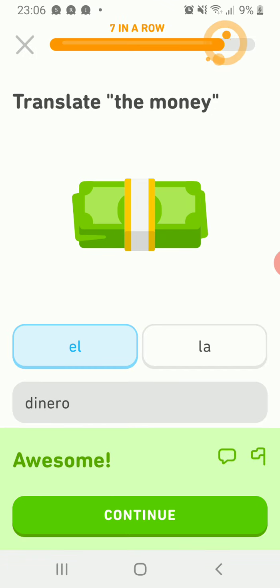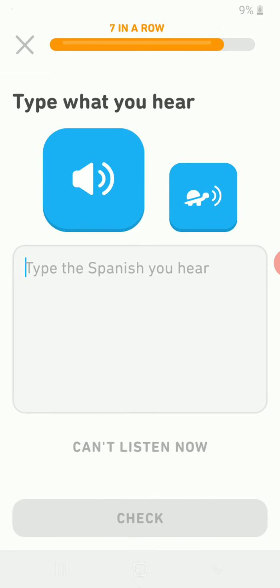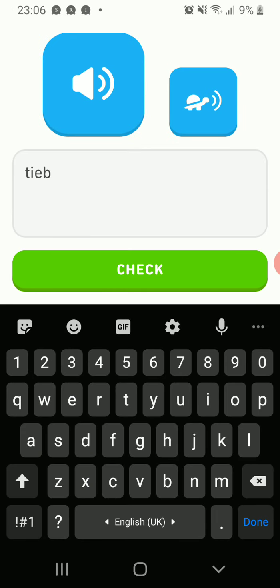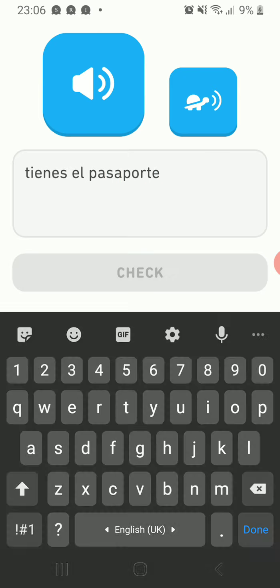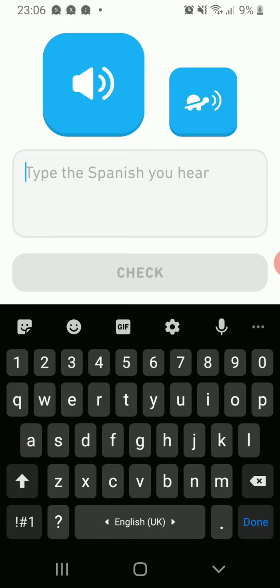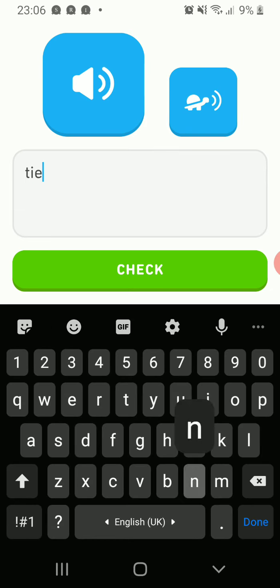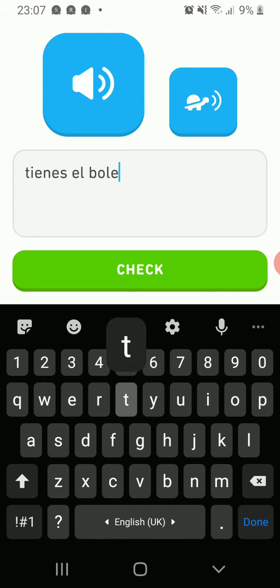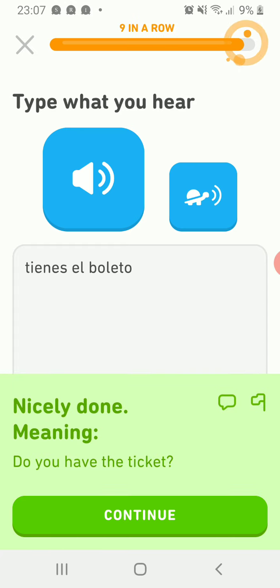This is important. ¿Tienes el pasaporte? So this is a question. ¿Tienes? Do you have? Let's do it. ¿Tienes el pasaporte? Pasaporte is a passport, of course. ¿Tienes el boleto? ¿Tienes el boleto? Boleto is a ticket.